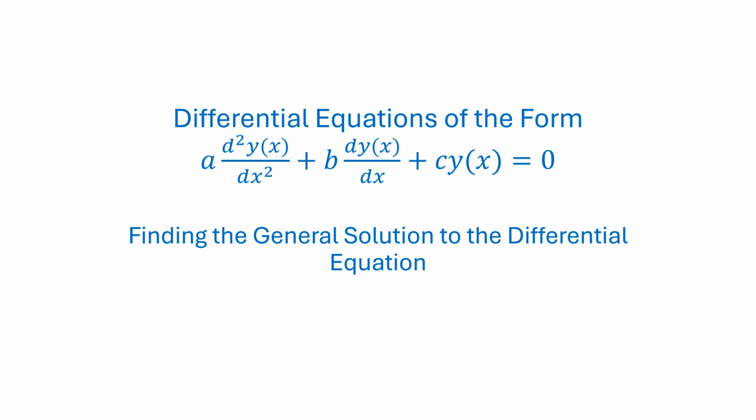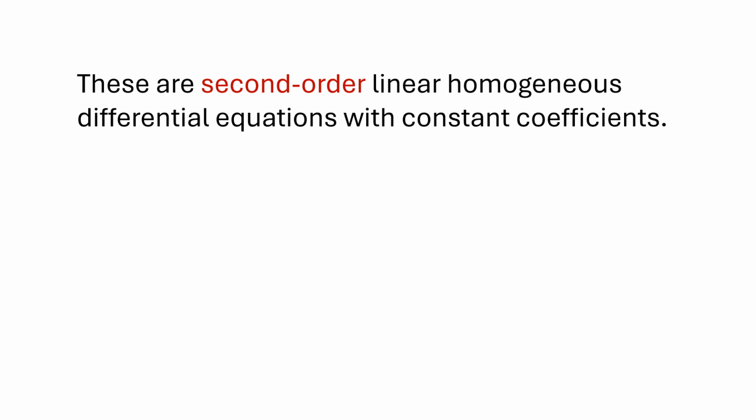Today we discuss differential equations of the form a times the second derivative of y with respect to x, plus b times the derivative of y with respect to x, plus c times y of x equals 0, where a, b, and c are constants. This is a form of differential equation that we can often find in a calculus course. These are second-order linear homogeneous differential equations with constant coefficients.